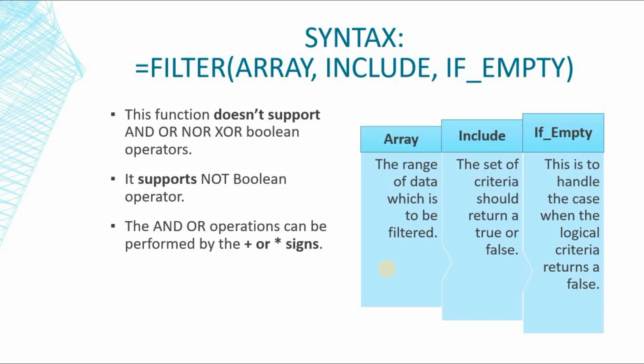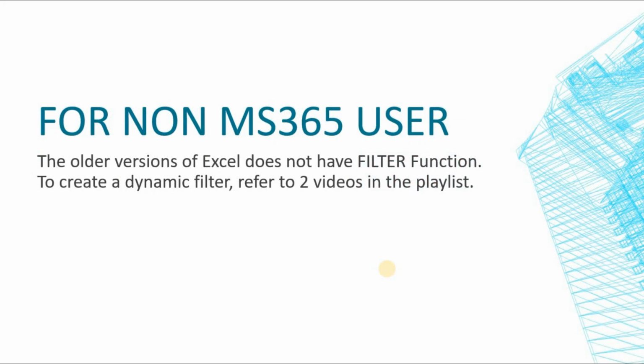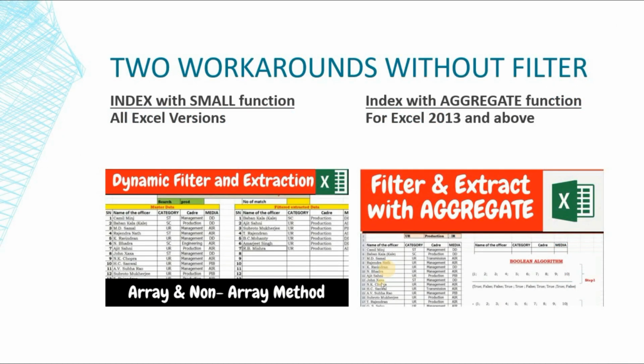You can see how beautiful this function is, but unfortunately everyone is not using Microsoft 365. Good news is we still can achieve the same result without the FILTER function, and I have explained this workaround in my previous videos. I have two videos on this. In one of the videos I'm using INDEX with the SMALL function, which is applicable to all Excel versions, while in another video I'm using INDEX with the AGGREGATE function, or actually the SMALL function inside the AGGREGATE function, which will work for all Excel versions 2013 and above. So kindly go through the playlist.